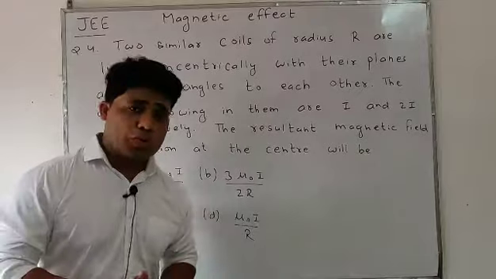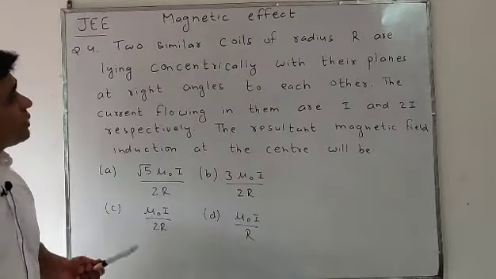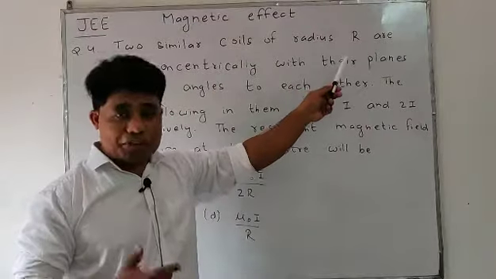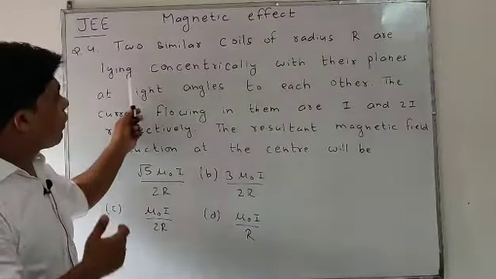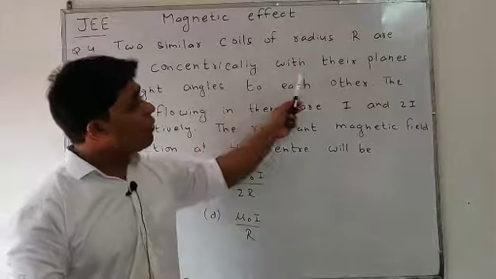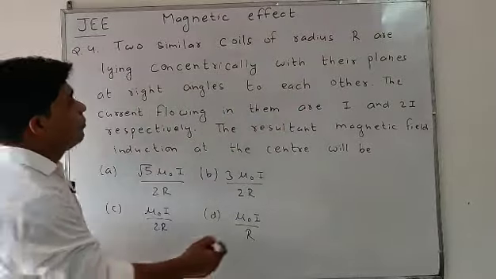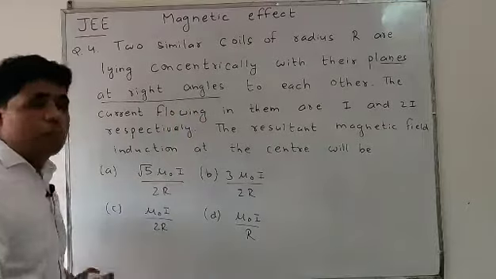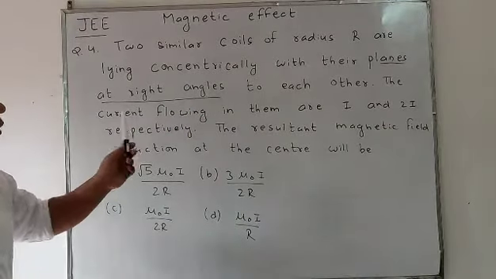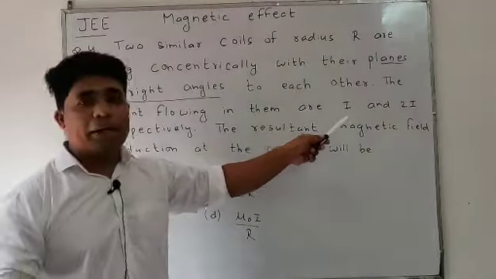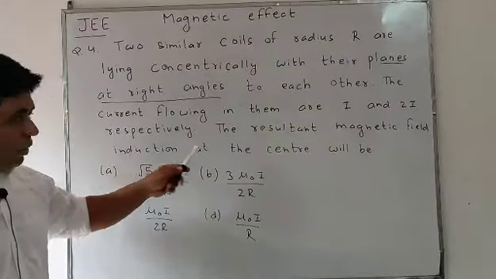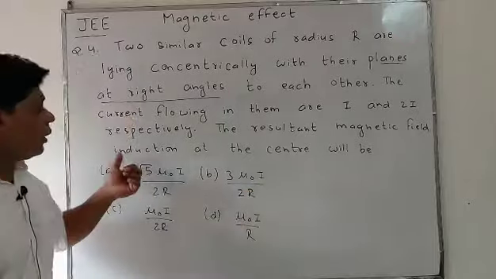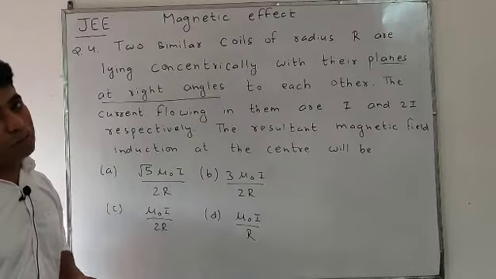Now students, question number 4. Let's see the language of this question. Two similar coils of radius R are lying concentrically with their planes at right angle to each other. That is an important condition. The currents flowing in them are I and 2I respectively. The resultant magnetic field induction at the center will be.